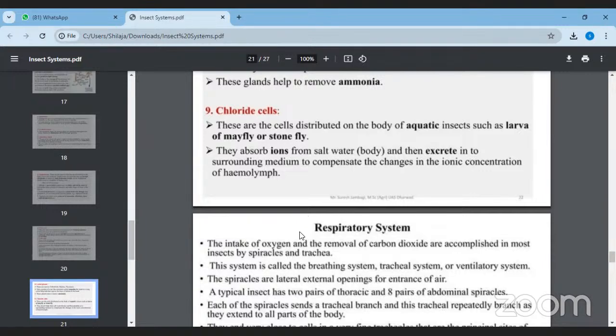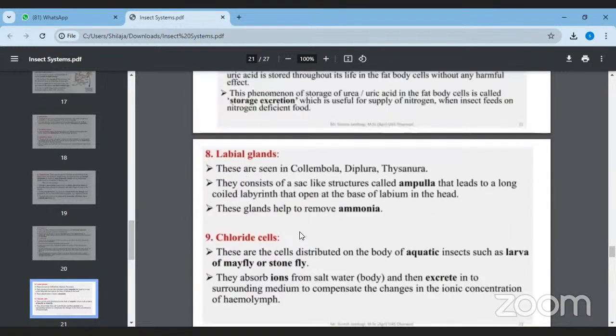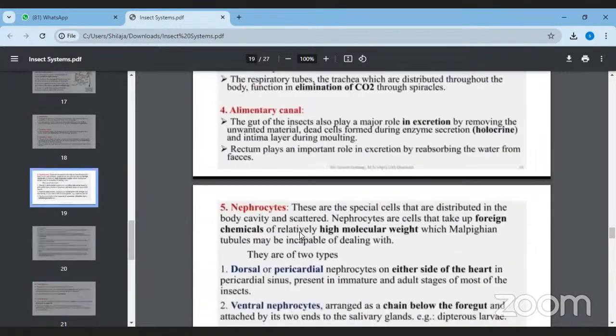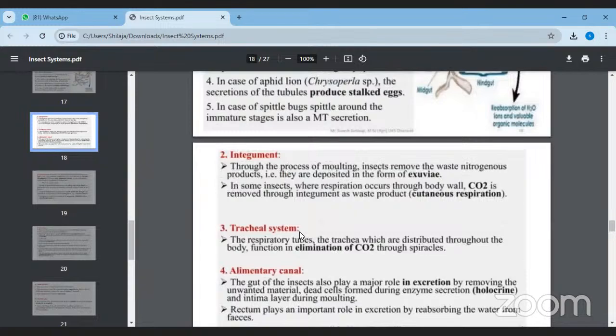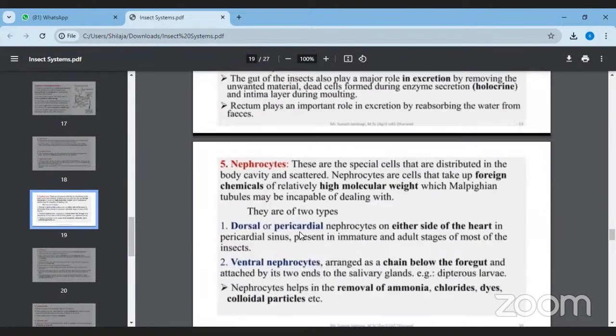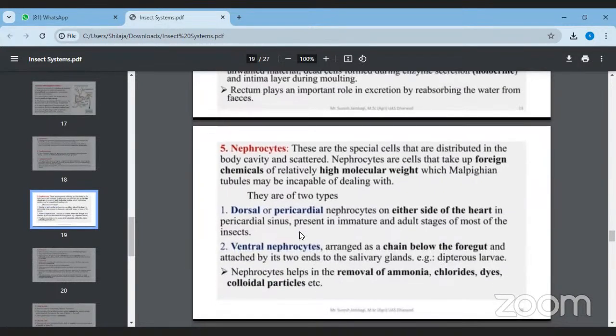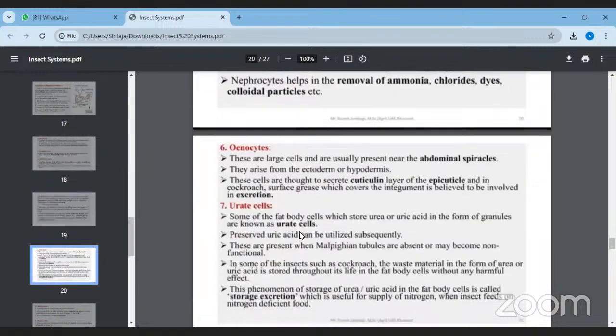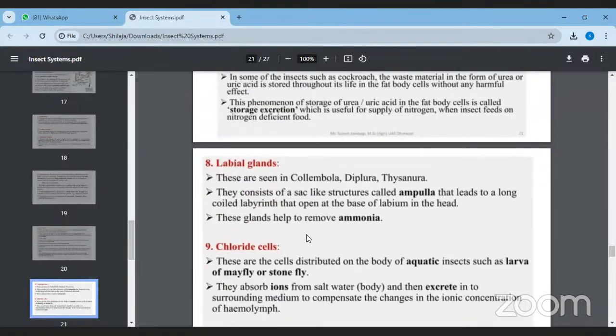So here ends the excretory system, with all these other than the Malpighian tubules: the integument, tracheal system, alimentary canal role, nephrocytes role, oenocytes role, urate cells role, labial gland cells role, and chloride cells role.